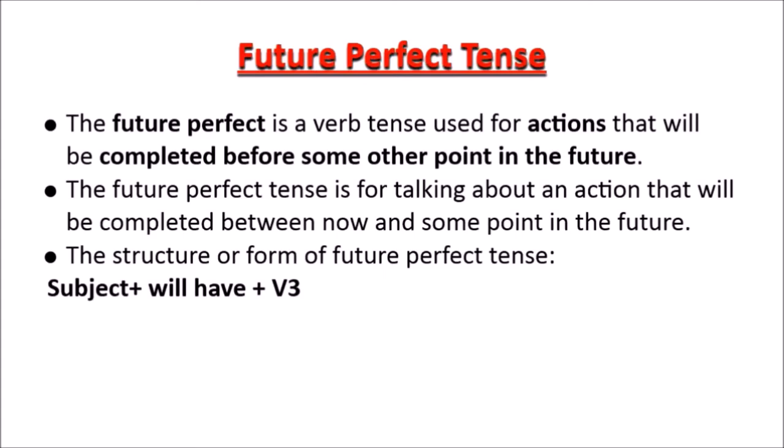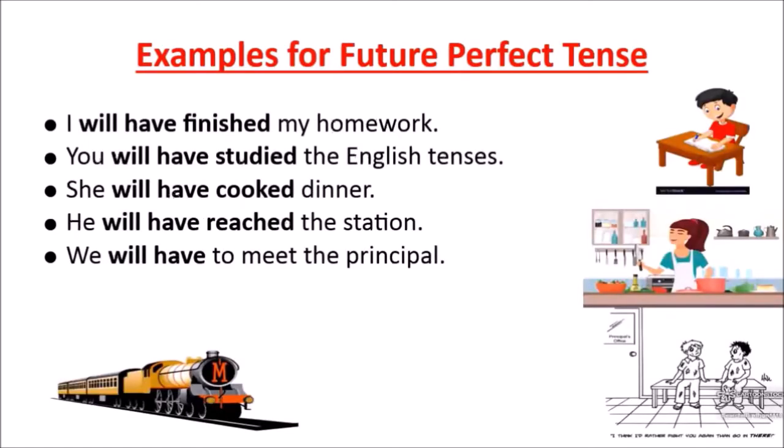I have given the structure or form for the future perfect tense. Look at the structure: subject plus will have plus verb 3. So will have refers to which tense? Future perfect tense. Now let's learn some examples for future perfect tense. I've given some examples there. Look at the first example: I will have finished my homework.